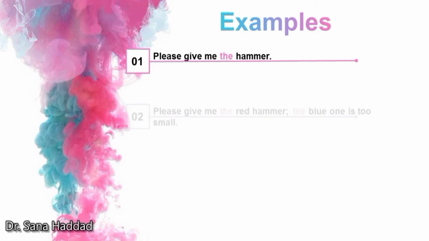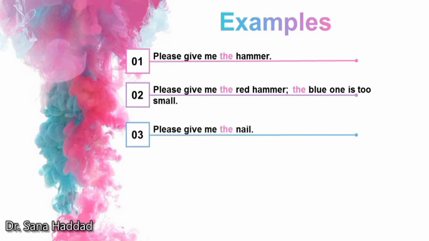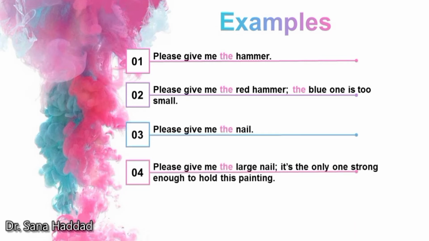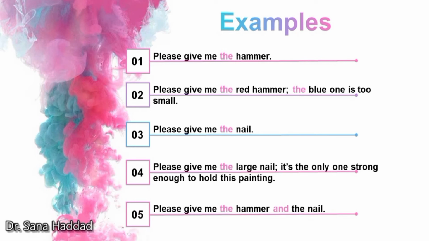Look at the following examples. Please give me the hammer. Please give me the red hammer, the blue one is too small. Please give me the nail. Please give me the large nail, it's the only one strong enough to hold this painting. Please give me the hammer and the nail.